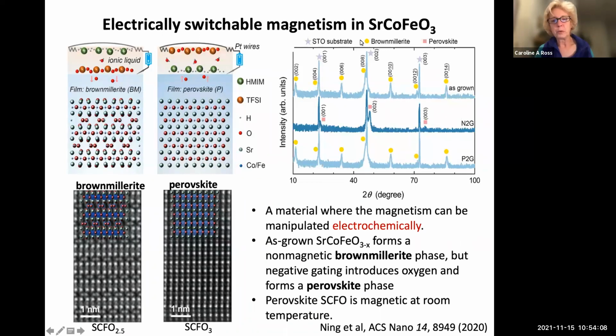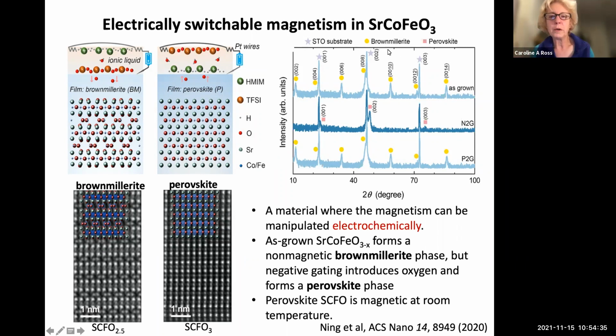I want to wrap up with one more comment about electrical control of magnetism. Some of the materials we looked at, like this one, strontium cobalt ferrite, the cobalt and iron are in the B sites of the perovskite. They can be manipulated by ionic liquid gating, and they can be changed between two different crystal structures, brownmillerite and perovskite. And this is done by removing or inserting oxygen.